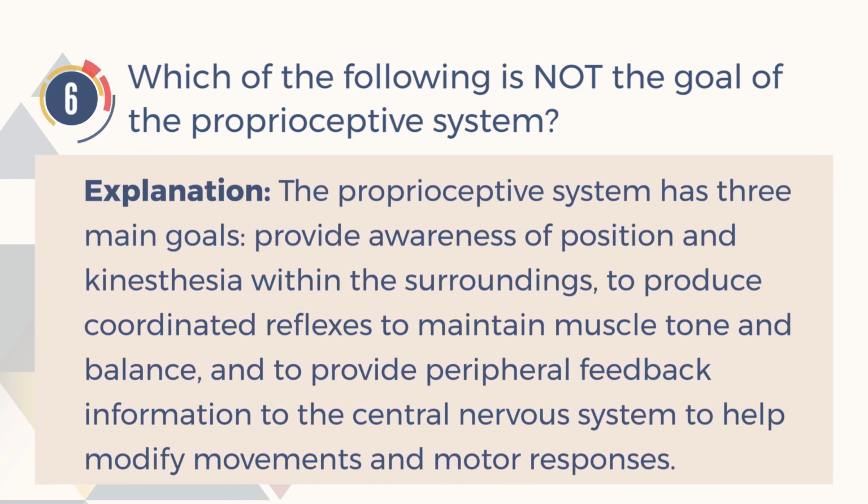Explanation. The proprioceptive system has three main goals. Provide awareness of position and kinesthesia within the surroundings, to produce coordinated reflexes to maintain muscle tone and balance, and to provide peripheral feedback information to the central nervous system to help modify movements and motor responses.